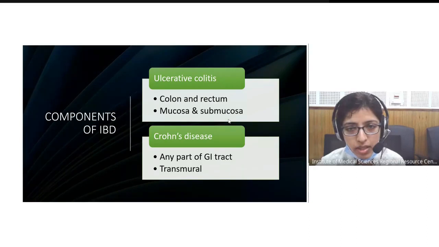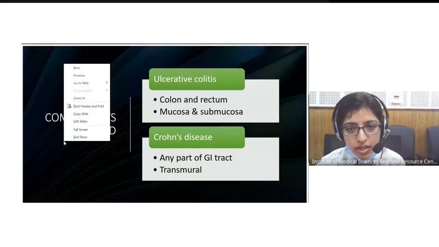The pathogenesis is essentially the same. However, there are subtle differences in the genes that are involved, and also the distribution of the disease. So, ulcerative colitis essentially involves the rectum and variable parts of the colon. Crohn's disease can involve any part of the gastrointestinal tract, right from the esophagus to the anus. And the inflammation in ulcerative colitis is confined to the mucosa and submucosa. Okay, that is the superficial two layers of the gastrointestinal tract.